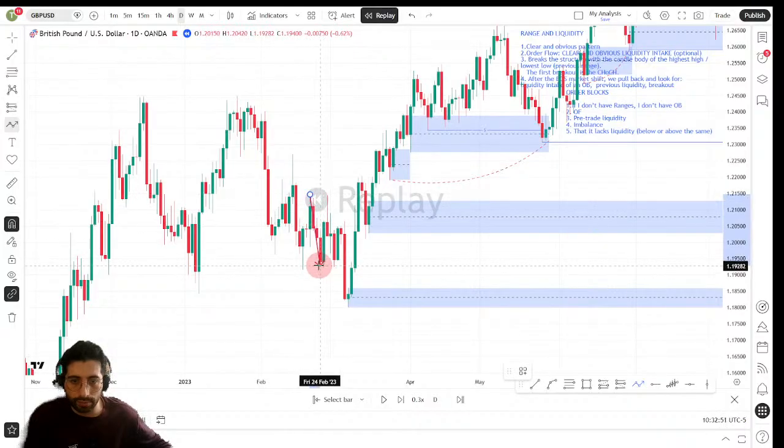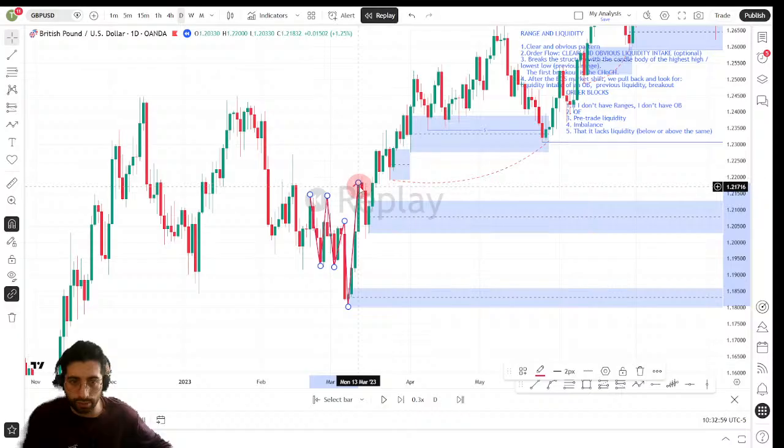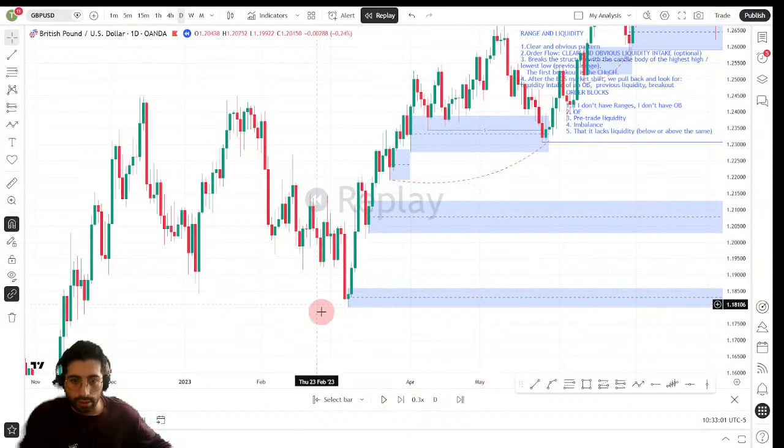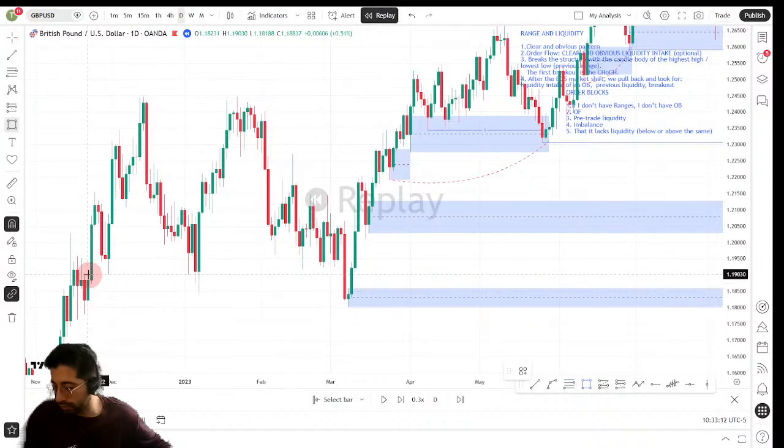High, low, high, low, high, low, boom. It takes the liquidity of the lows and then, boom, picks up a structure. Excellent. Now this is the strong low. Now we see the next order flow. Does it have order flow? It has order flow.